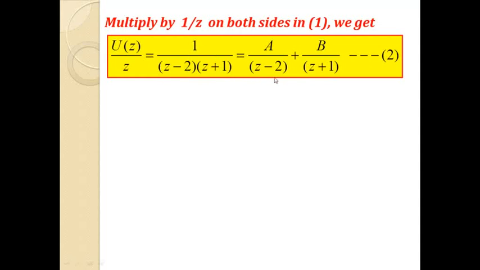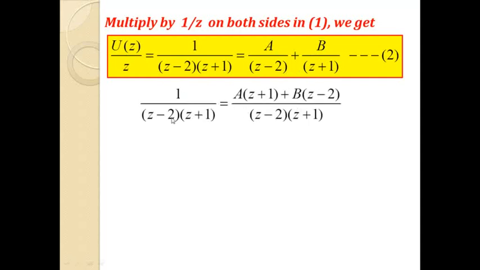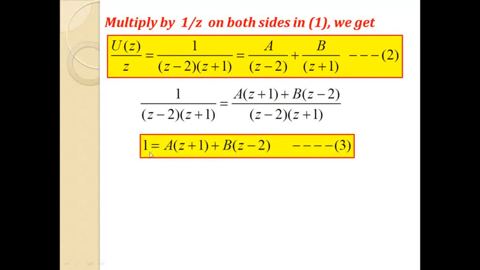So what is our target? We are going to find what is A value, B value. Substitute A value, B value in equation 2, then you get the final answer. Okay. So next step, I am going to take LCM for the right hand side term. So we can write 1 by z minus 2 into z plus 1 equal to A into z plus 1 plus B into z minus 2 by z minus 2 into z plus 1. Here the denominator term will be cancelled because both are the same. So we get the numerator value, that is 1 equal to A into z plus 1 plus B into z minus 2. We consider this equation 3.